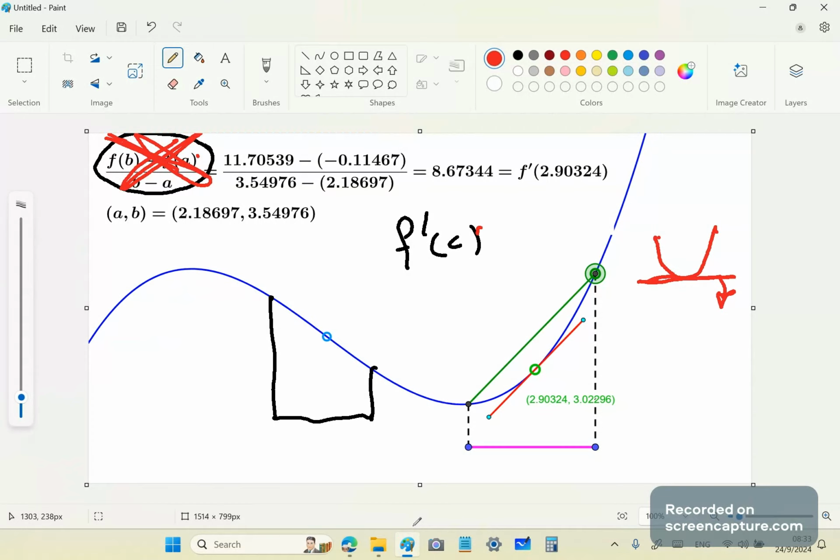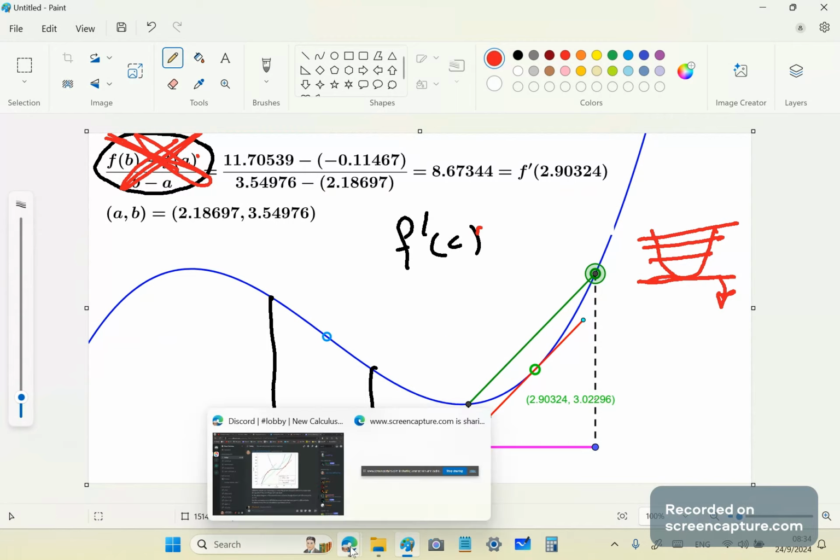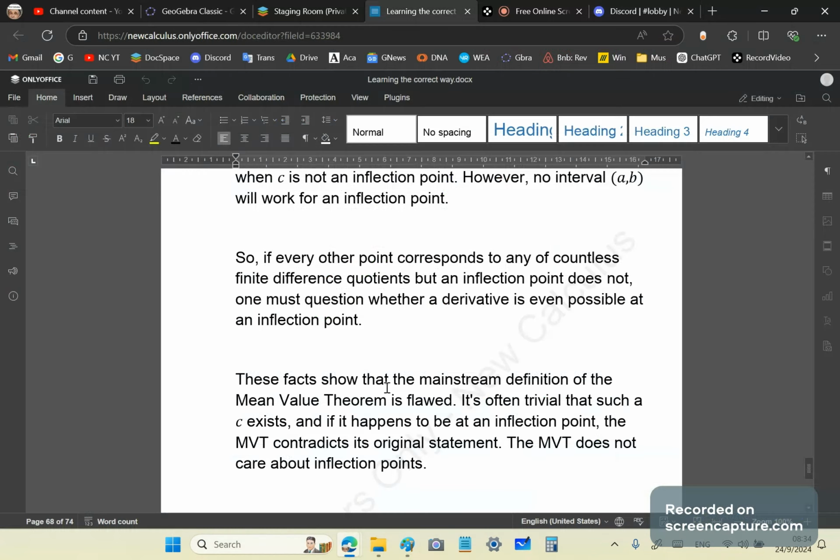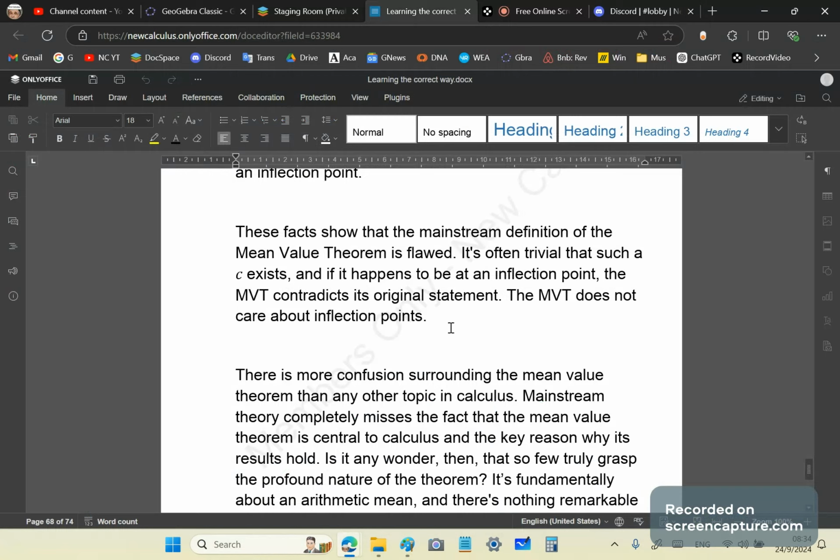But then obviously you'd need a secant line which is equal to it, right? But that's not the case here. There is no secant line, okay? So there are so many things wrong with what mainstream academics think. They just don't understand these things. They never have. And of course, these facts show that the mainstream definition of the mean value theorem is flawed.